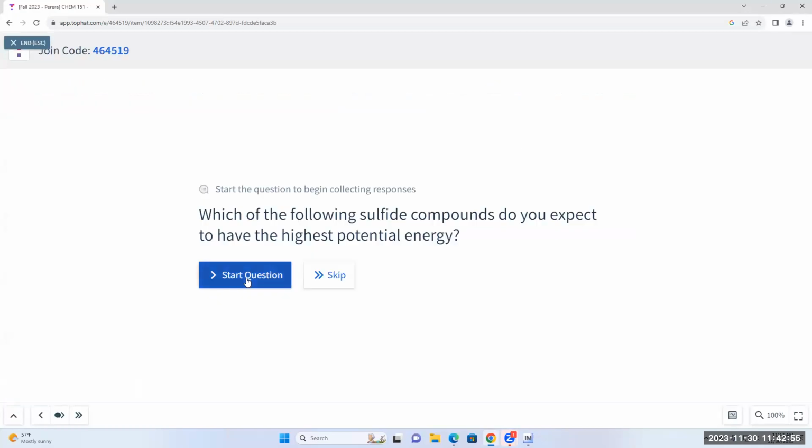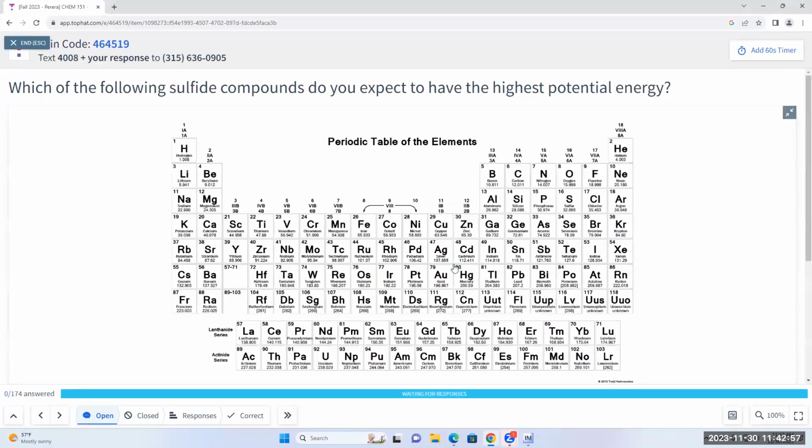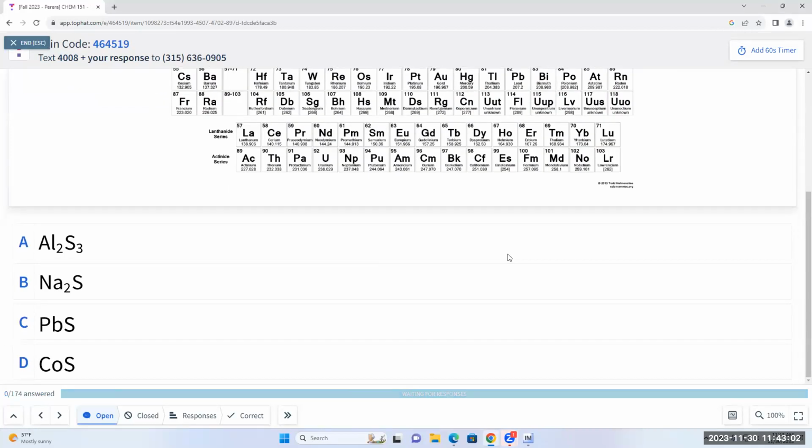All right, let's do this. Oh, this is a nice periodic table. Here we go. This thing, all of these are ionic compounds, okay?